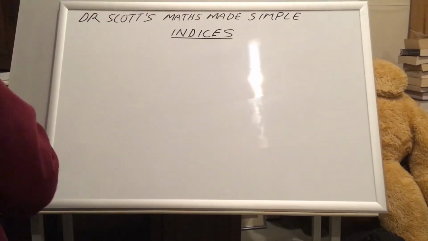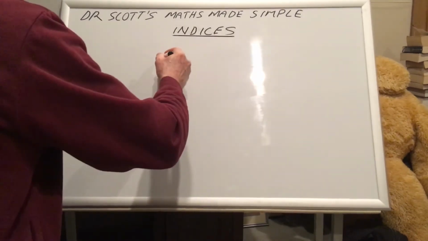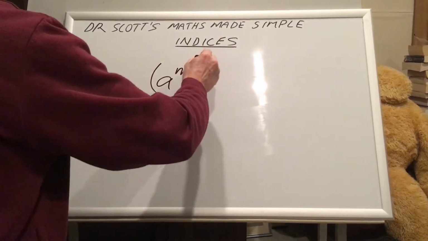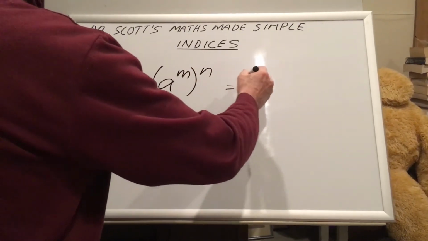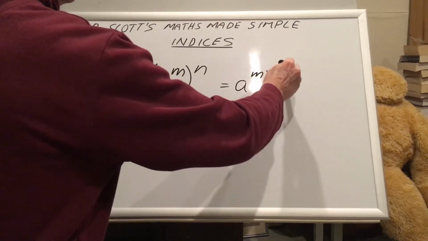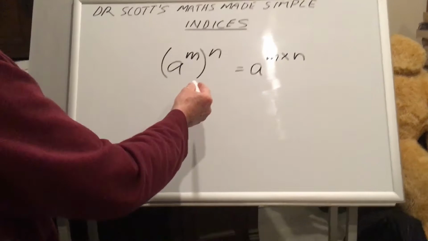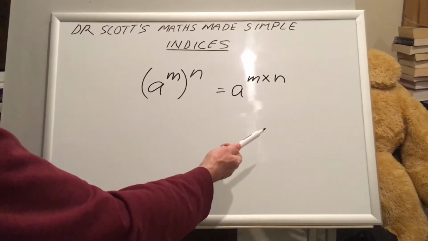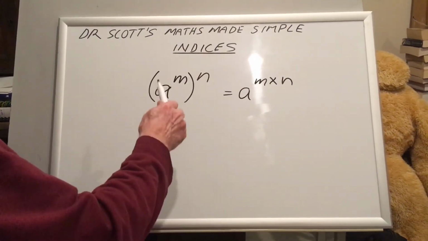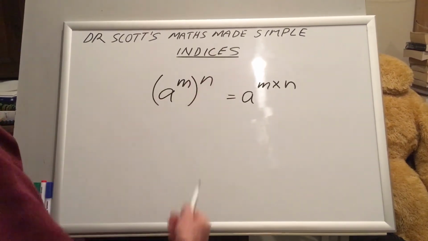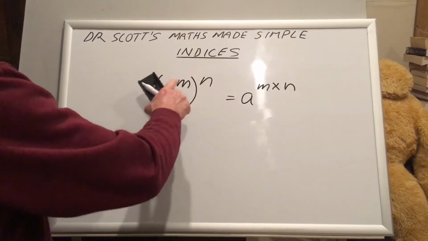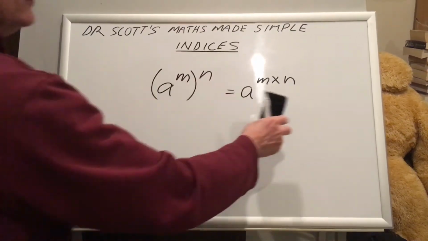The next thing you'll see in indices is A to the M, to the N. That equals A to the M times N. It's not plus, it's times when you've got a bracket there. We could substitute in numbers again, but if you try it, it works out exactly the same as we did last time with the 10 and the 3 and the 2 or whatever you want to put in. So just remember that if it's a bracket, you times the indices or the powers.